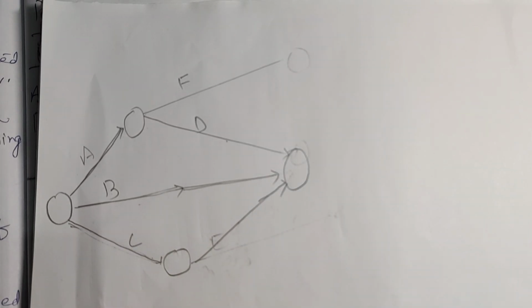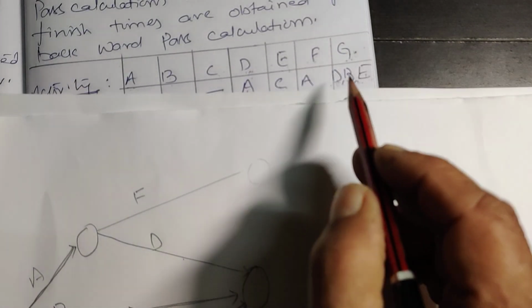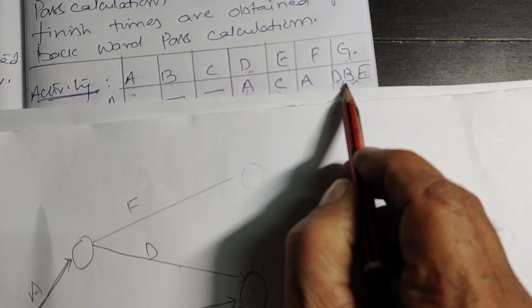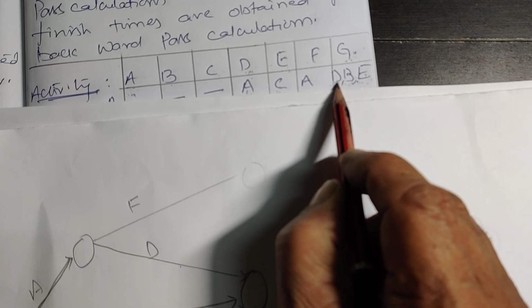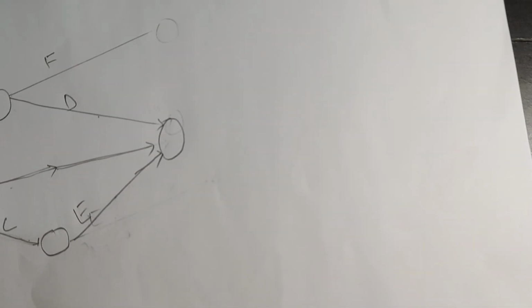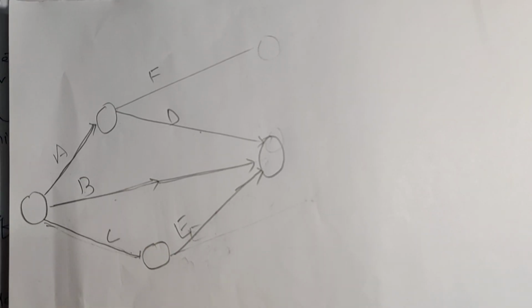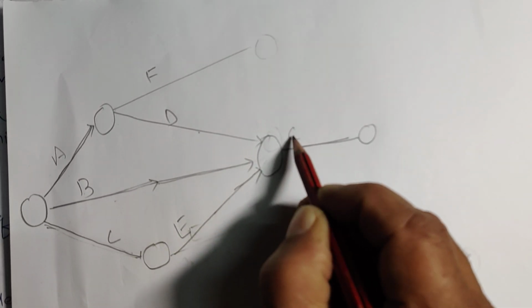Activity B, activity E, and activity D are joined at one place. Now after this, which activity is coming? From these three, the activity D, activity B and activity E, where these three activities are merging, activity G is coming. These three activities are merging here, therefore activity G is coming.